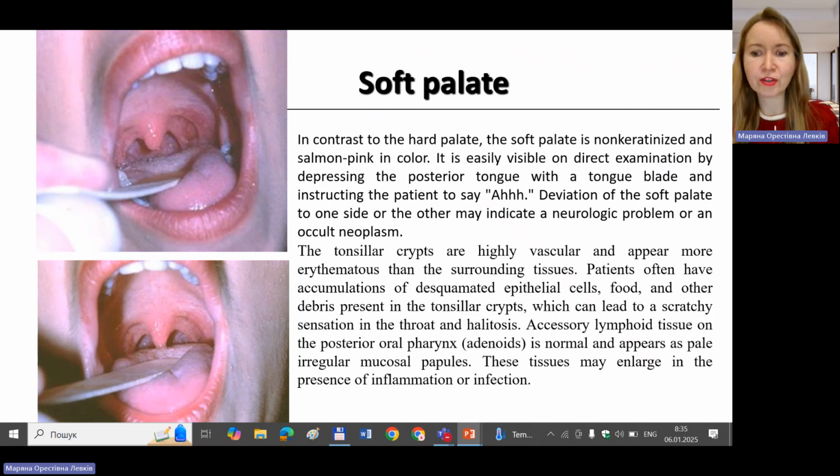Accessory lymphoid tissue on the posterior oropharynx, so-called adenoids, is normal and appears as pale, irregular mucosal papules. These tissues may enlarge in the presence of inflammation or infection.